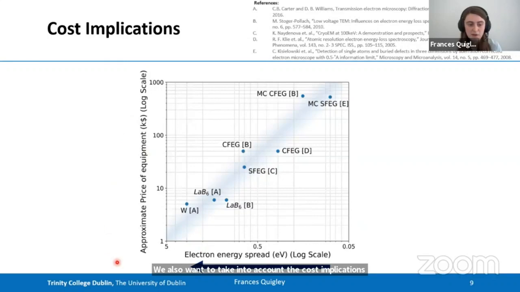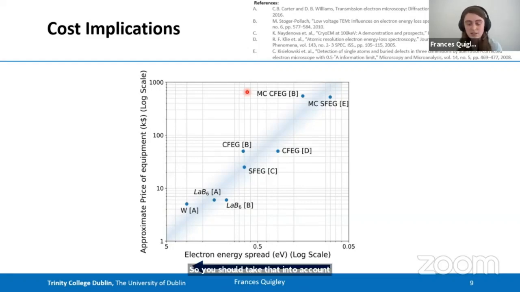So we plotted a graph of the approximate price of different equipment versus their electron energy spread. Of course, the thermionic electron guns are going to have the largest electron energy spread, but are the most inexpensive. A cold field emission gun has the lowest electron energy spread of all the electron sources, but is the most expensive due to a more complex pumping system and more complexity in general. And finally, if you want a really low electron energy spread, you might install a monochromator into your microscope, but this could set you back $500,000. And as I said previously, monochromators do attenuate your beam, so you should take that into account.